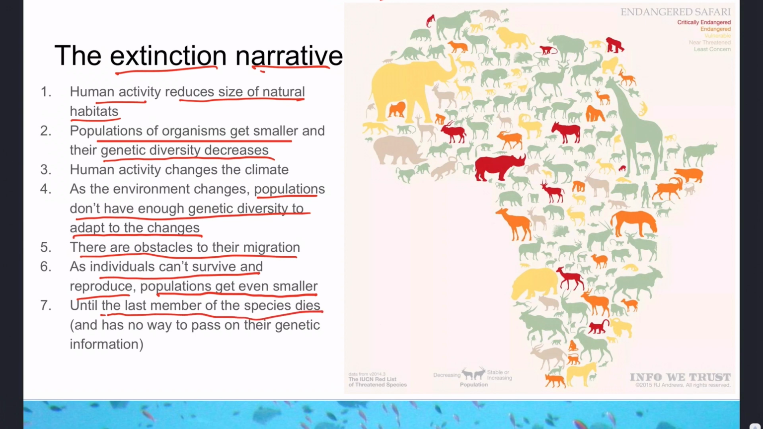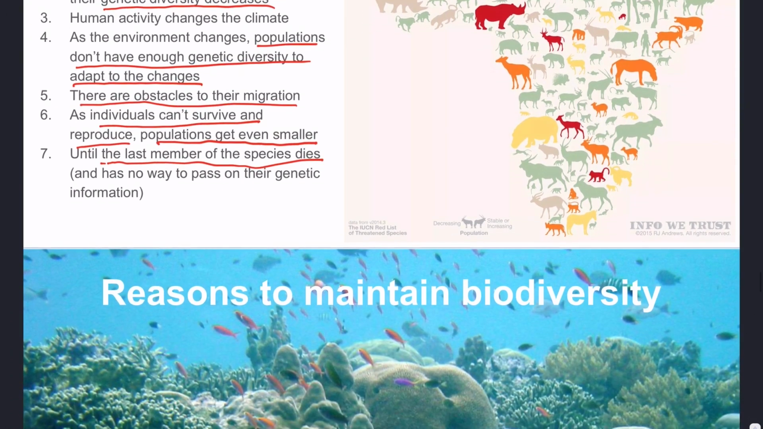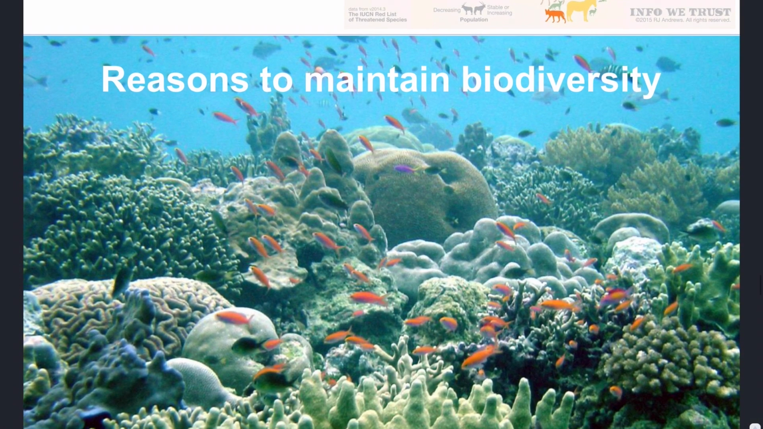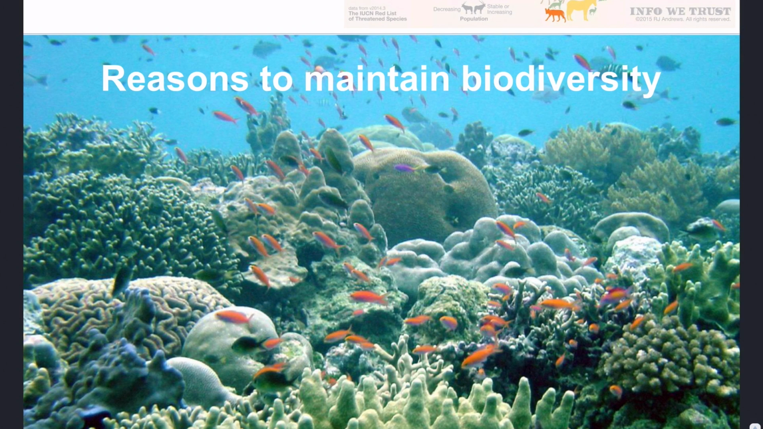So this is the story, this is the idea that links up everything that we've been speaking about. These have been the factors that affect biodiversity, mainly due to the growing human population. Now the next thing we'll do is look at the value of biodiversity. What are the reasons that we should be maintaining biodiversity?